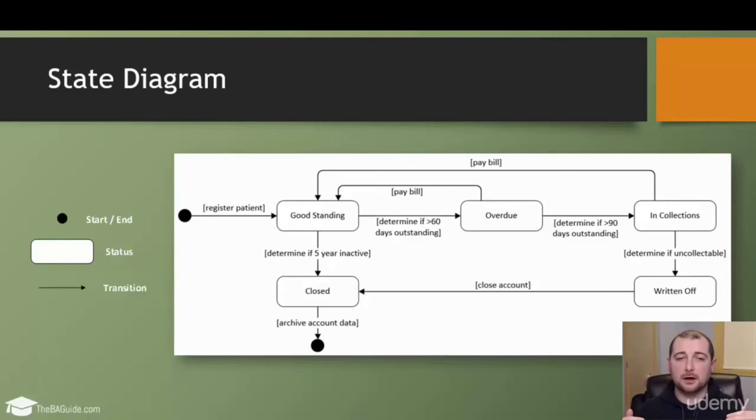If you look to the right then, you can say, okay, are any of their bills more than 60 days outstanding? If so, then they should be changed to overdue. If they pay their bill, then they would be back to good standing. Off to the right of overdue, determine if they're 90 days or more outstanding, then they would go to in collections. But guess what? If they pay their bill, they're back in good standing. So you can follow all the different processes and all the different transitions to the different states based on the different criteria and things that are happening throughout those.